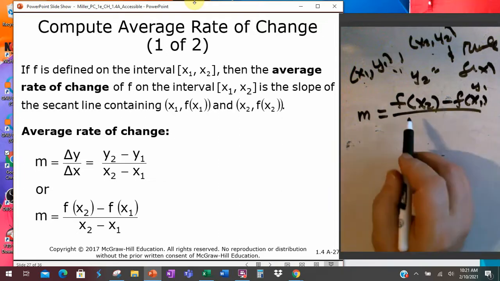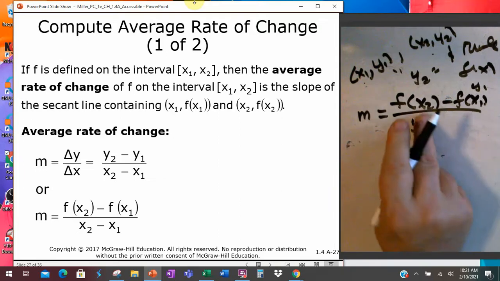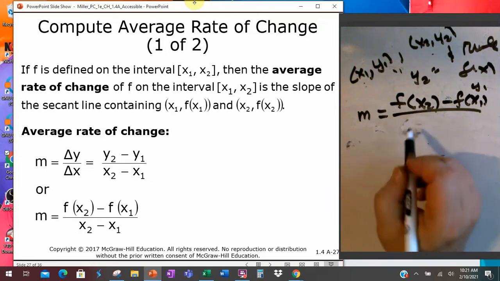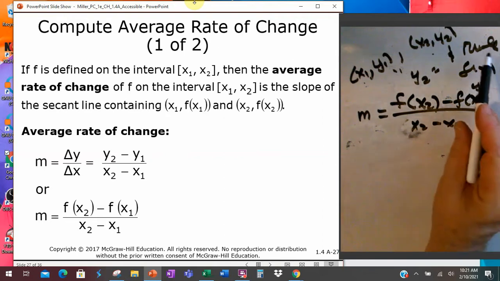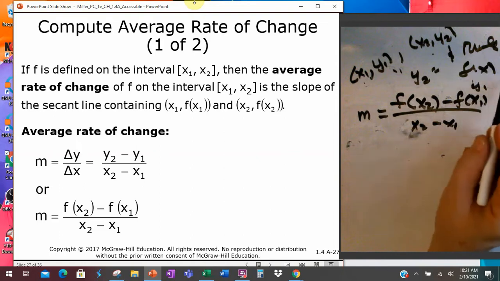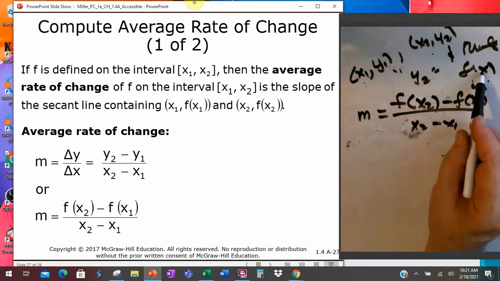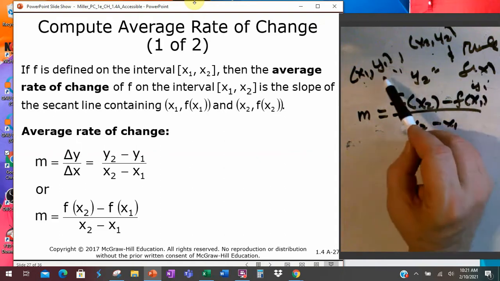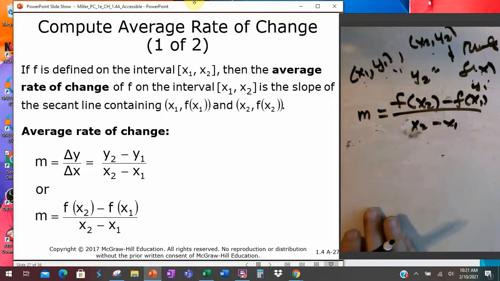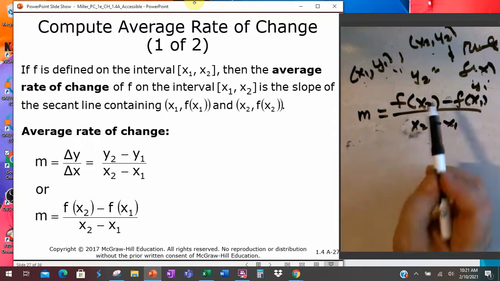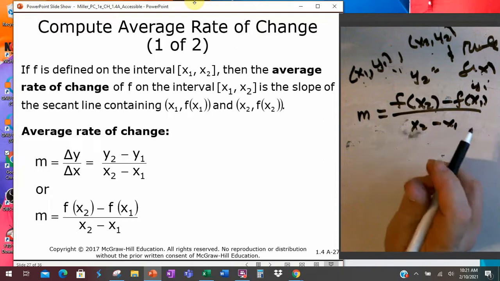And then x2 minus x1. So for this, I would give you the rule and just here's x2 and here's x1, and then I evaluate these to get this. If I'm given these two points, I can just use the y2 and the y1. I've already been given that. I don't have to recalculate these things.